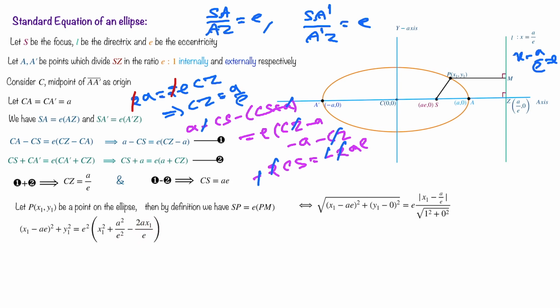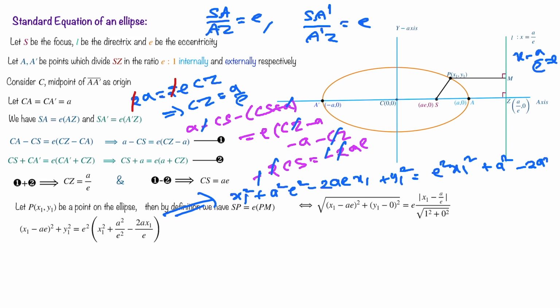Now if I simplify both sides, here (x1 minus AE) whole square I can write as x1 square plus a square e square minus 2AE x1 plus y1 square. And if I take e square inside, we have e square x1 square plus a square minus 2a x1 e. Here you can see that these two get cancelled. Now the leftover thing: we can bring e square x1 square to the left side, and a square e square to the right side, then we will have this.